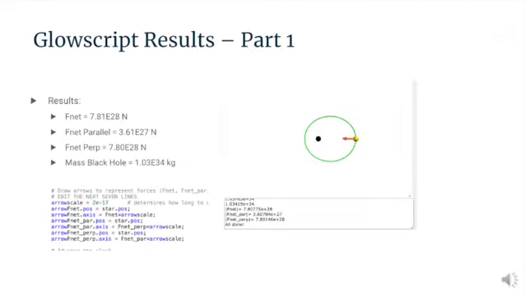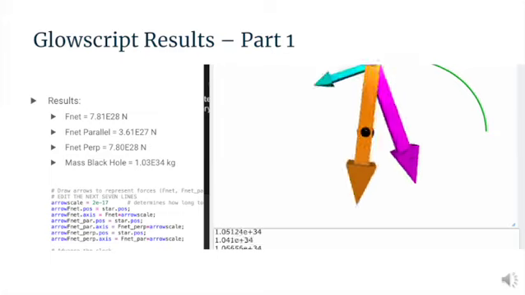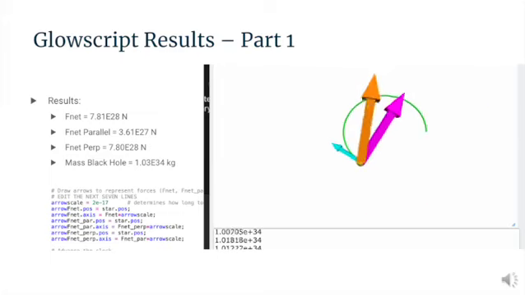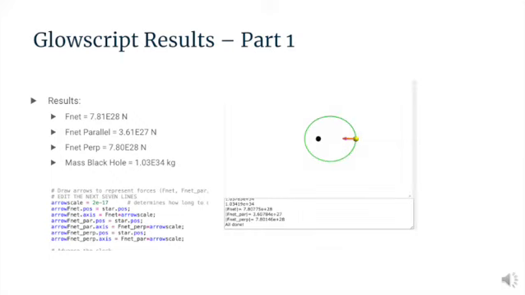And then using the mass gravity equation, we can find the mass of the black hole. So then here are our GlowScript results. So I'll run the video. The parallel line points in the direction of the momentum, and the perpendicular line points towards the center. And then our equations left us with a lot of mass values, and so I calculated the average of the mass.